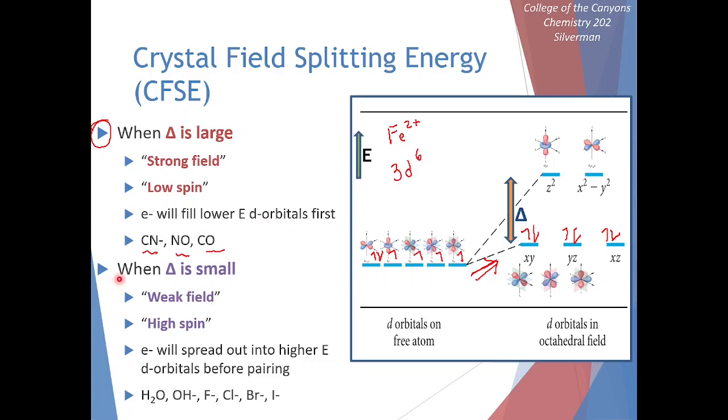Alternatively, sometimes we can have a delta that is small in our octahedral complexes. Our small delta is called weak field, or perhaps high spin. In this case, we are not going to follow the Aufbau principle and instead spread out up into those higher energy orbitals before having to pair up down low.